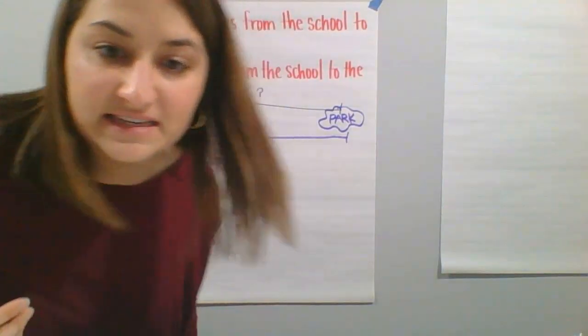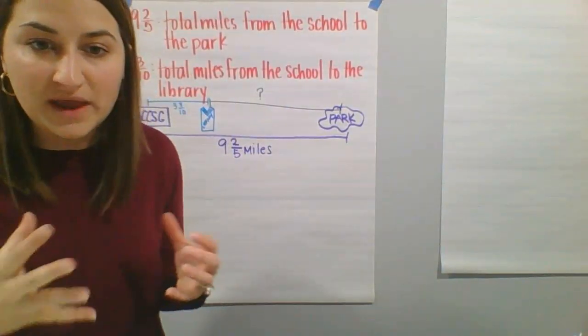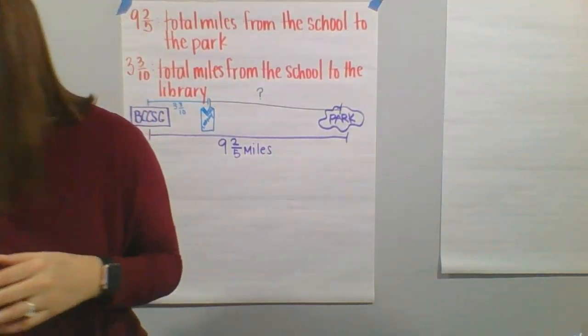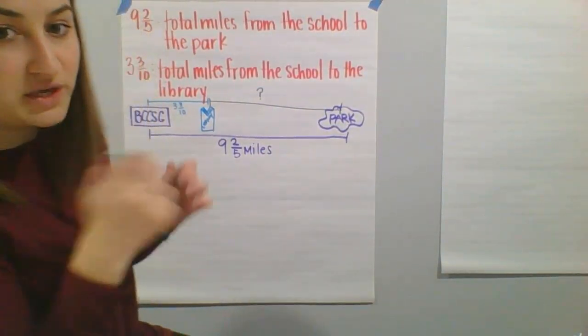So in order to find the difference of something, we have to think, do we want our answer to get bigger or do we want our answer to get smaller? So let's look at those 4 different operations that we can choose from.